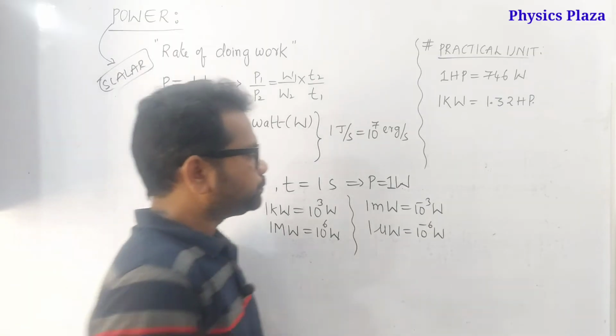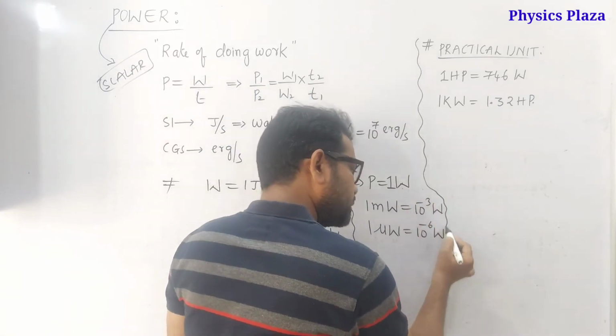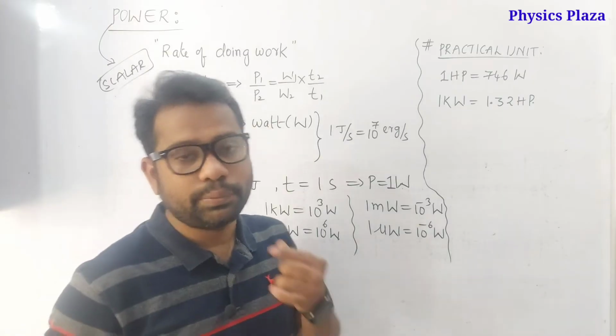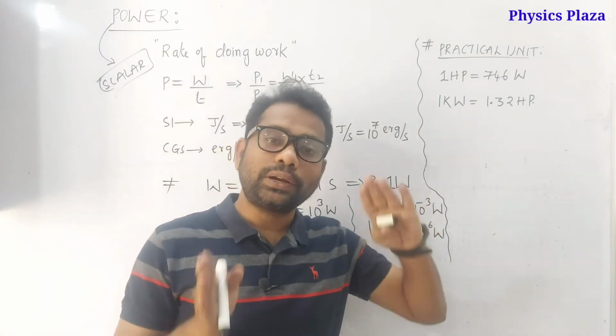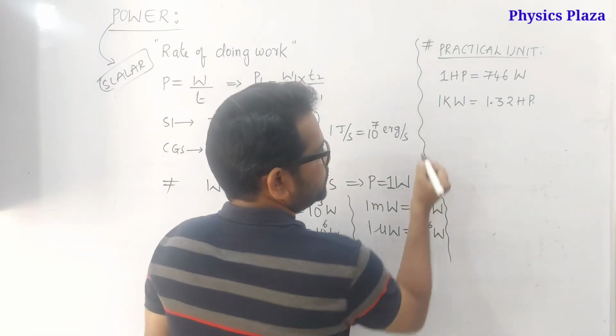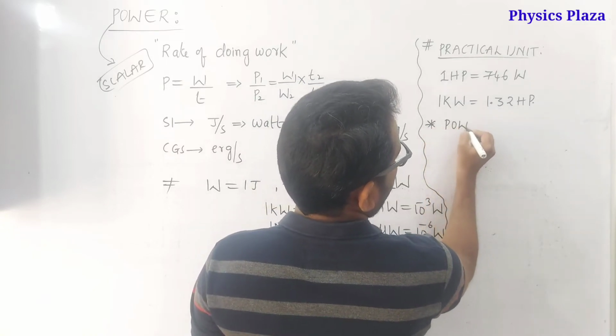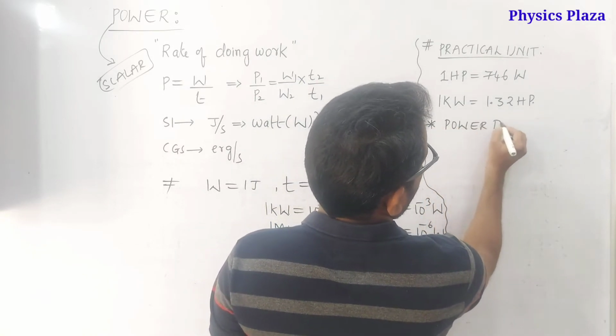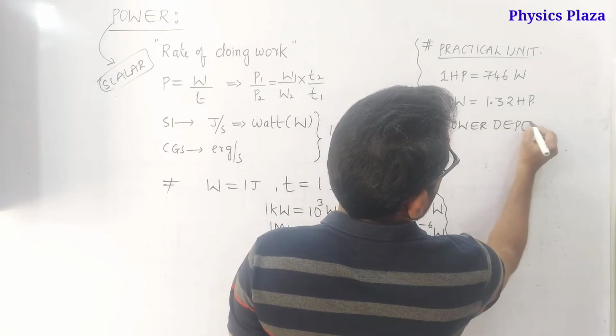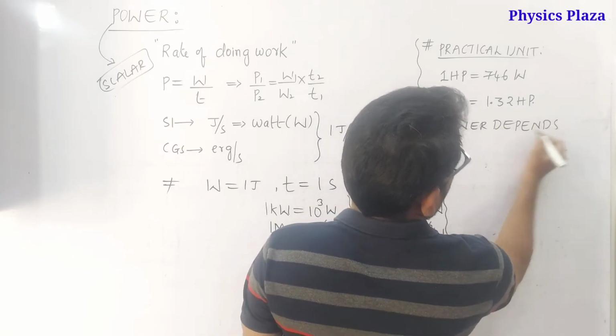Fine. Okay. Now the very important thing, children, is the factors on which power depends. So here, children, power depends mainly on two factors.